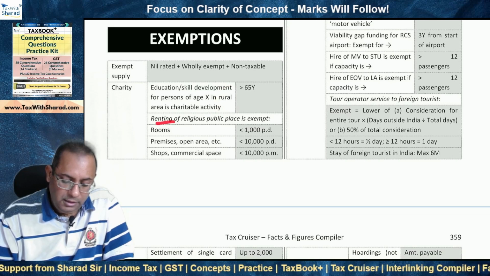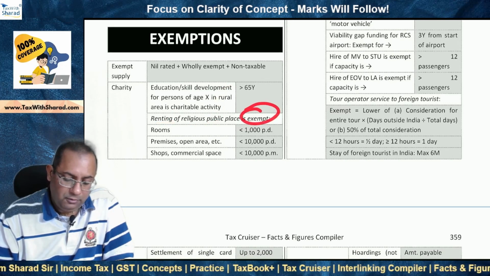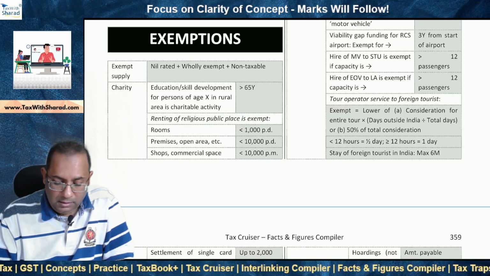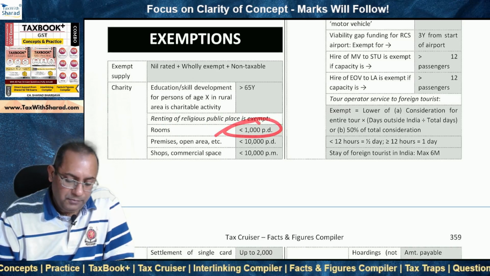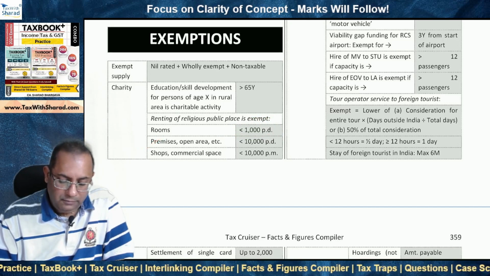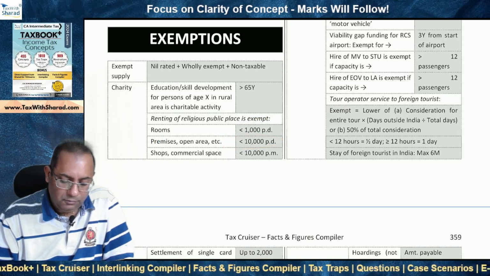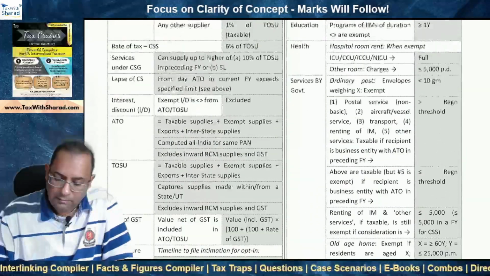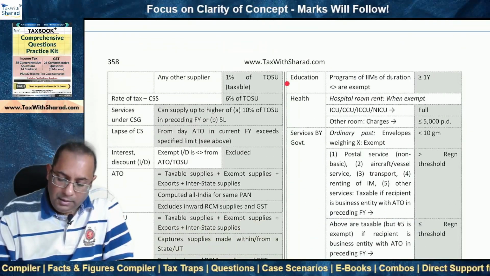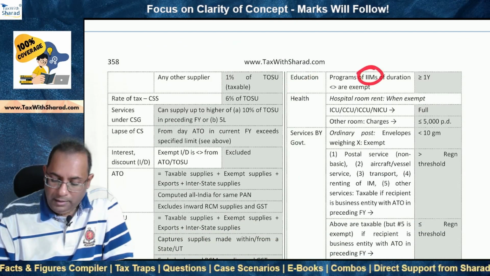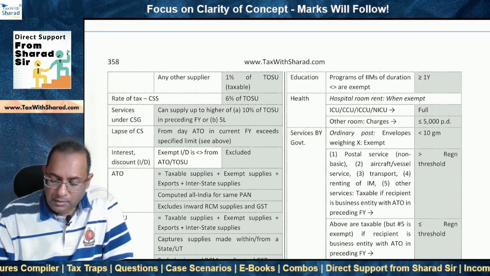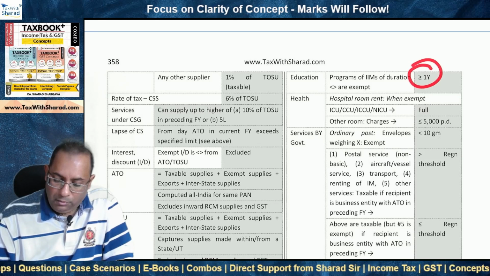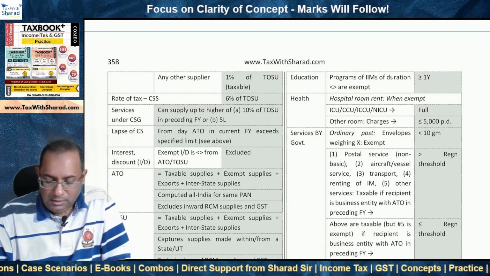Renting of religious public place is exempt in the following cases. In case of rooms, if it is less than 1,000 per day. In case of premises, open area, etc., if it is less than 10,000 per day. In case of shops or commercial space, if it is less than 10,000 per month. Okay. In case of education, when we talk about IIMs, the programs of IIMs, if the duration is 1 year or more, then such services are exempt.